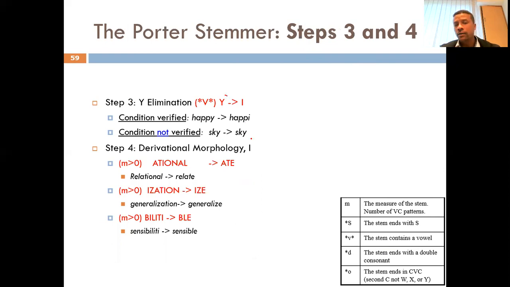Okay, sky ላይ ወደ sky ይቀይረዋል ማለት ነው. As long as it has a vowel within it, it's going to work on this one. Then another rule in step 4, there is a derivational morphology. If the number of vowel consonant is greater than 0, then Asianalen ወደ 8 ይቀይረዋል. If it is greater than 0, Izationን ወደ I's ይቀይረዋል. So if you have generalization, it would be generalized. If it has sensibility, then it will change it to sensible.